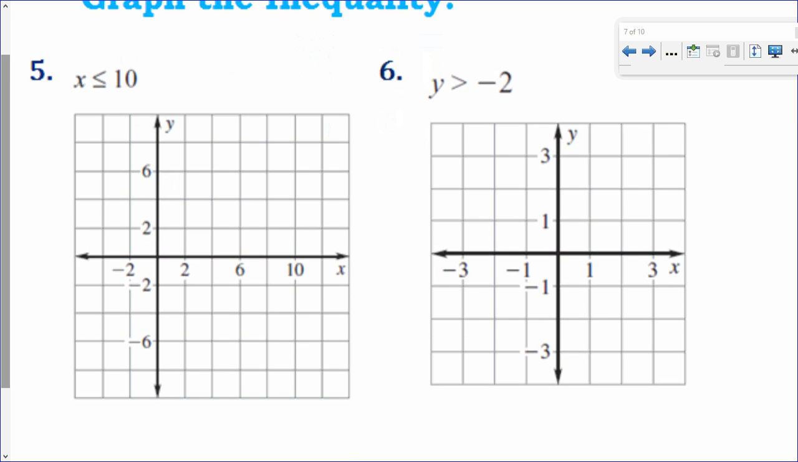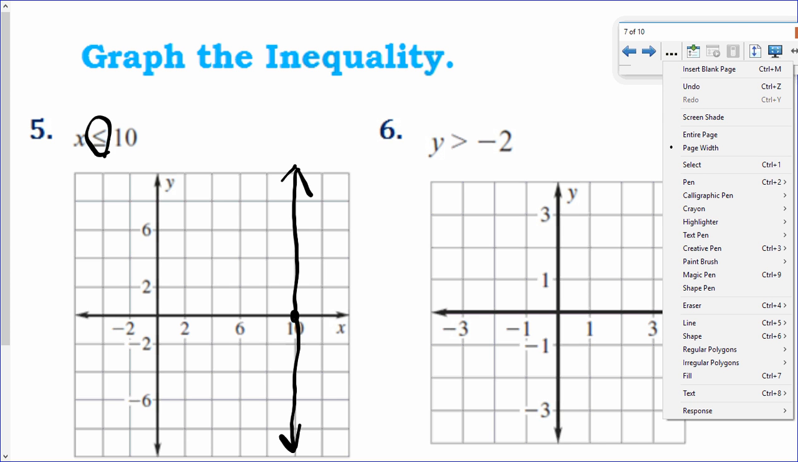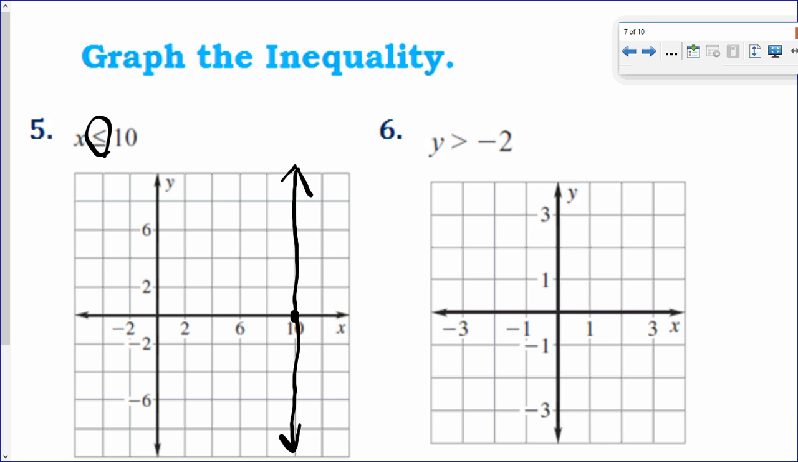Then we're going to move a little faster through these because if x is less than or equal to 10, that means x is always 10. And that just means I have a vertical line going through 10. And since it has an equal to sign with it, that means I have a solid line going like this. It's super simple. What are all of the numbers that are less than or equal to 10? I'll highlight those, maybe with green this time. Well, it's all the stuff over here.